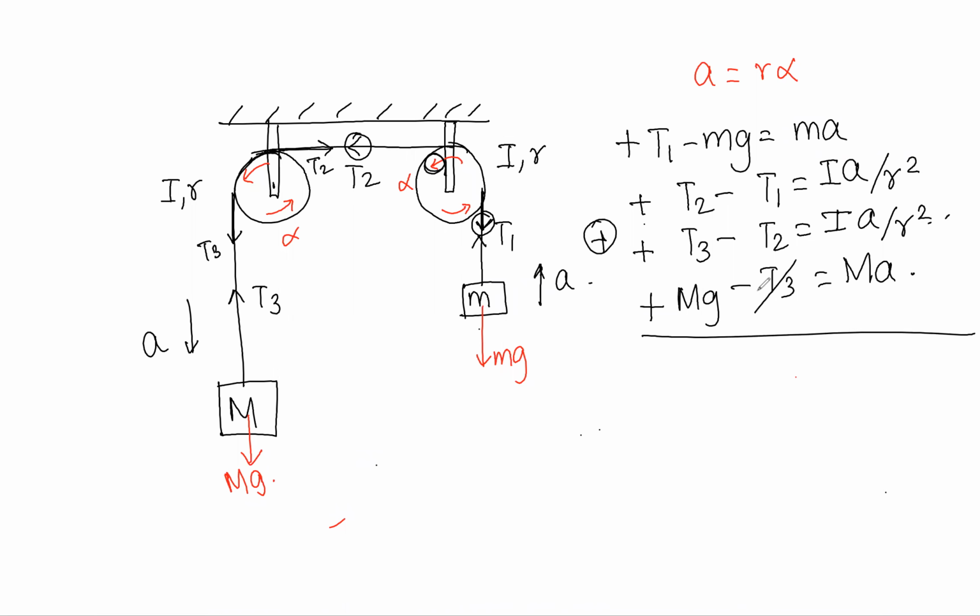So if you add all these equations, T3 is cancelling out, T2 is cancelling out, T1 is cancelling out. So you'll get mg minus mg. Why is the system moving? Because there is a difference of weight. So the difference in weight is moving the system.